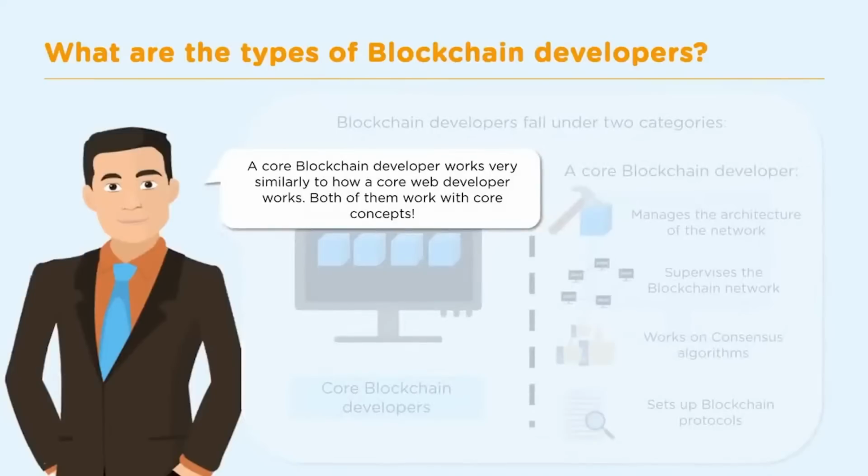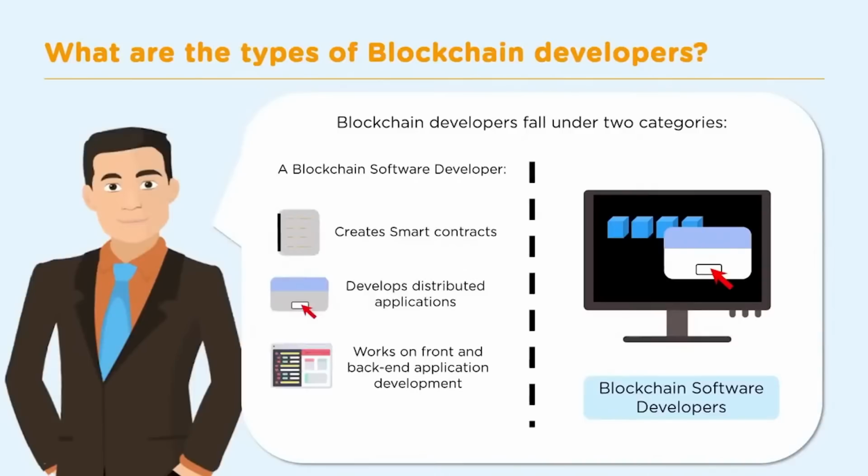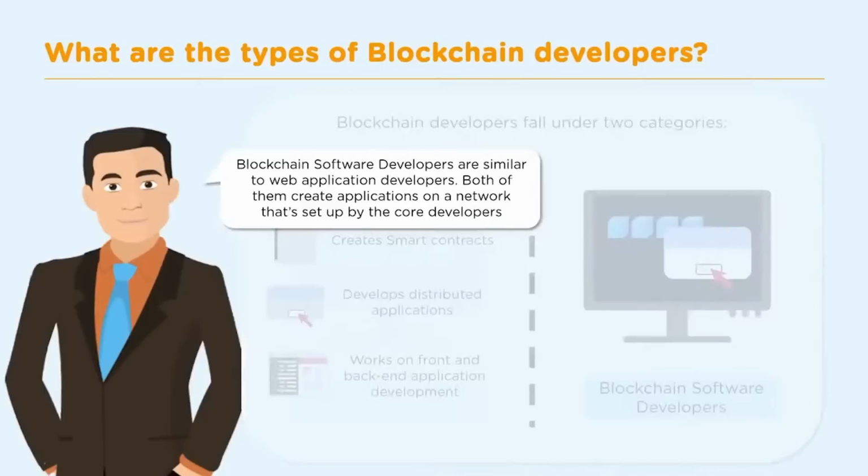A core blockchain developer works very much like a core web developer. Now, the main thing is that they both work on core concepts. Now, just like blockchain developers work on protocols, you have web developers working on protocols like HTTP or TCP/IP and so on. Now, let's talk about a blockchain software developer. Now, they work on blockchain to create applications. Now, they create smart contracts, develop distributed applications, and work on the front and back end application development. Blockchain software developers are also very similar to web application developers. Both of them create applications on a network that's already set up by core developers.